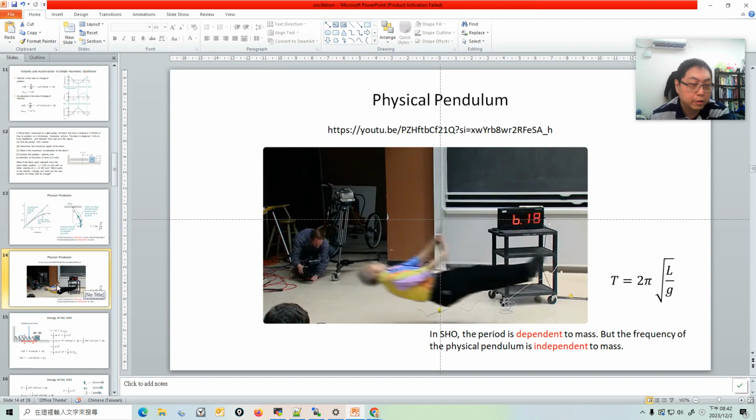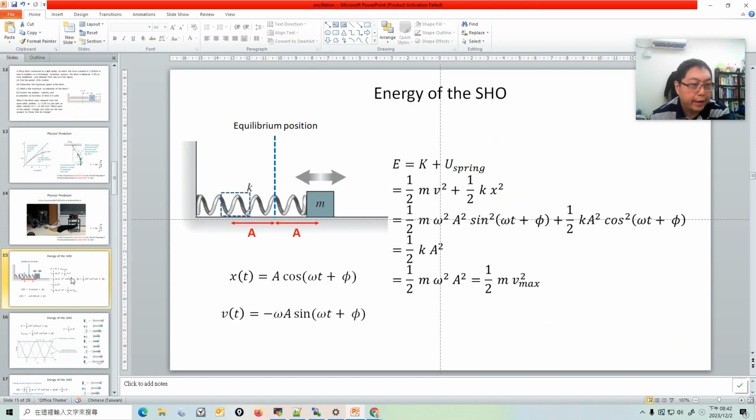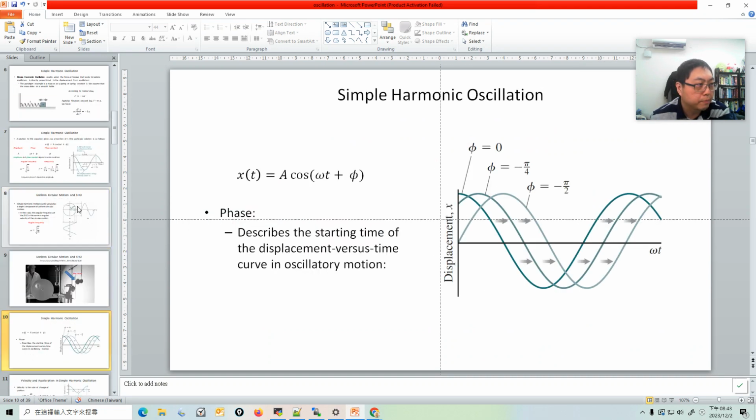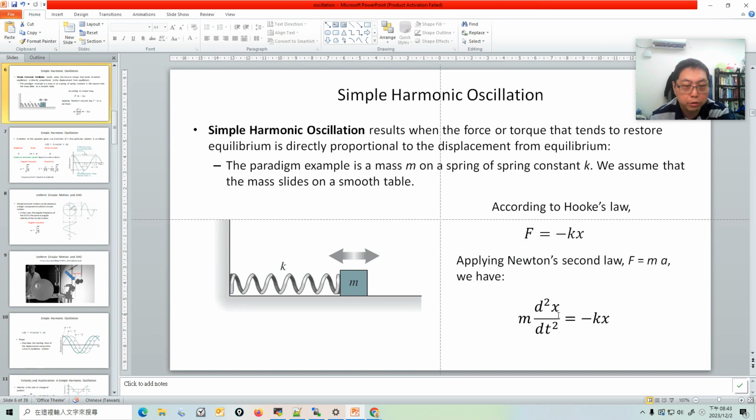Let's go back to the harmonic oscillator. Previously, I said we have two perspectives for the simple harmonic oscillator. One is using the equation of motion: we solve the differential equation and we get the position function.